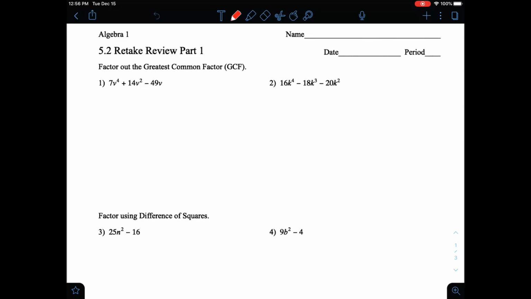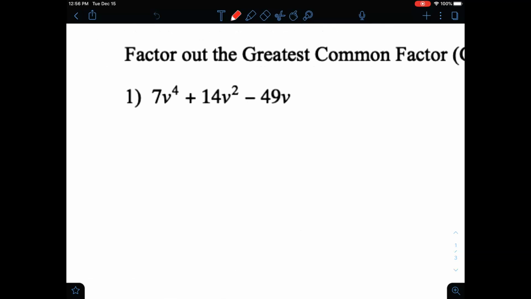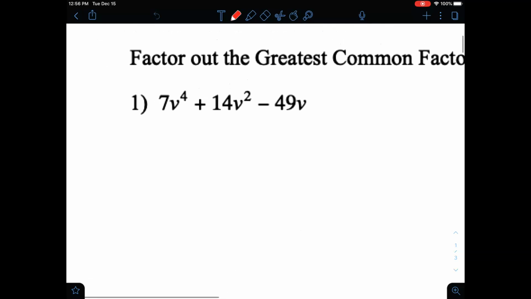It says factor out the greatest common factor, the GCF. If you recall, the greatest common factor is the largest number that goes into every number and the smallest exponent that each variable has. What's the largest number that goes into 7, 14, and 49? It cannot be bigger than the smallest number, which is 7. The only factors of 7 are 1 and 7. Dividing by 1 is not going to do anything, but does 7 go into 7, 14, and 49? It does. We're going to pull out a 7.